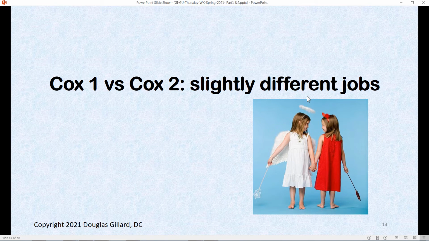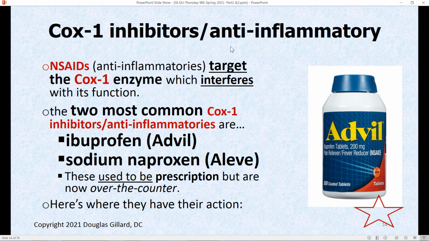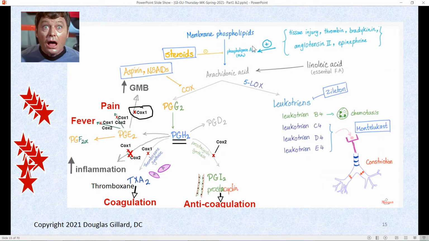So it can not only clean up the bad tissue, but it starts ripping up the good tissue. COX-1 and COX-2 have slightly different jobs, as we said. I just went over everything there, but let's look at COX-1 and COX-2 inhibitors and anti-inflammatories. So NSAIDs, non-steroidal anti-inflammatories, their target is the COX-1 enzyme, so not so much the COX-2 enzyme. The two most common by far are ibuprofen and sodium naproxen, which used to be prescription back in the 80s and such, and have been over the counter for a long time. So now we can get those for free.